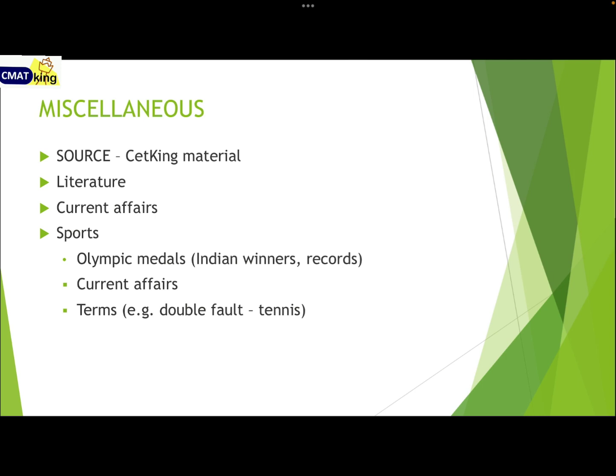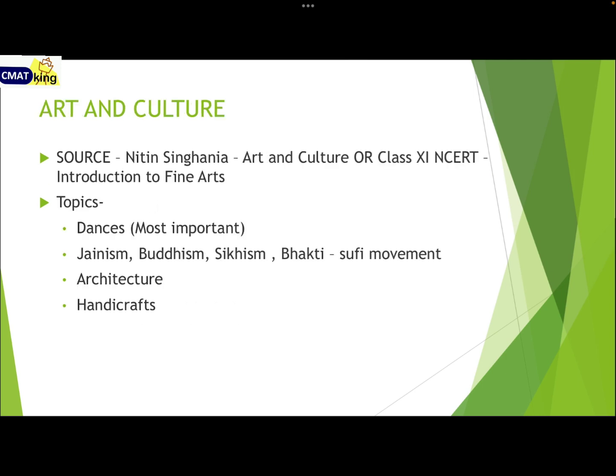Then current affairs: you have to cover 1 year, but you have to do it very, very selectively, and do it only after you have done everything else, because doing current affairs is going to consume a lot of time and it will not give you a lot of yield. Then art and culture. The source here would be Nitin Singhania's book for art and culture, or the class 11 NCERT Introduction to Fine Arts.